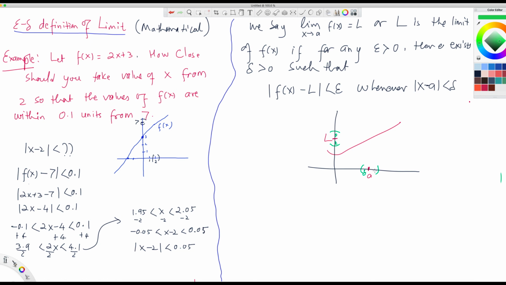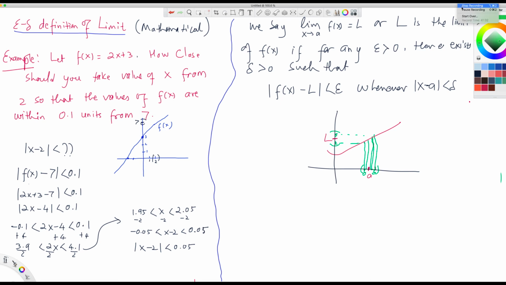Okay, this is the delta distance. So for any small or big epsilon value, you will be able to find the delta value around a, so that if you pick the value of x within that delta distance, then the height of the function will be within the epsilon distance. You see that? If you pick here, the height will still be inside that. Any x taken within the delta distance from a will fall within the epsilon distance from L. That's the epsilon delta definition of the limit.